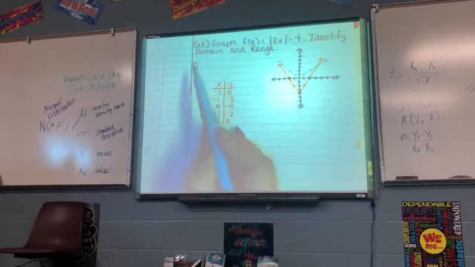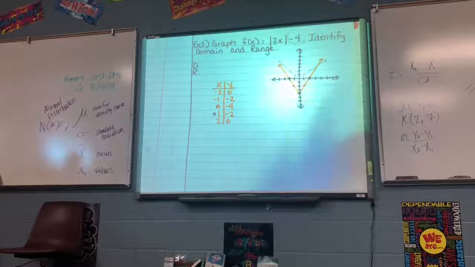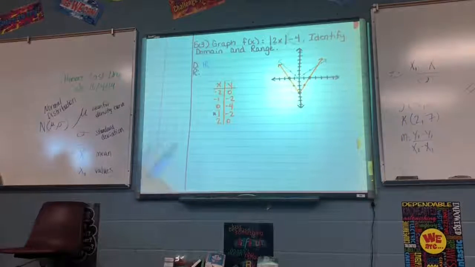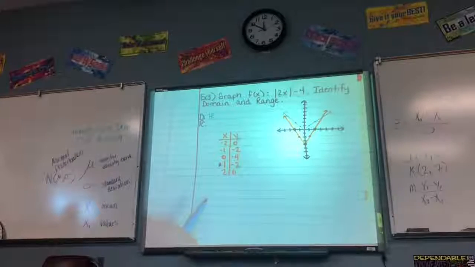Let's talk about the domain of the orange one. What is it? Remember I said that's always going to be all real numbers. It's got those arrows going out. It's going to continue going left to right. Quadratics, linears, absolute value, always, always, always have a domain of all real numbers.